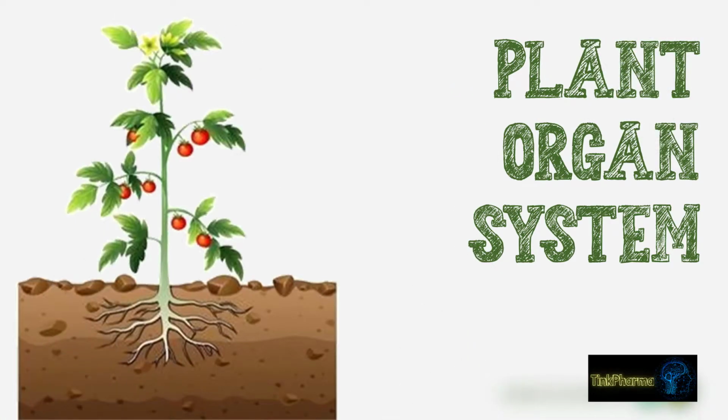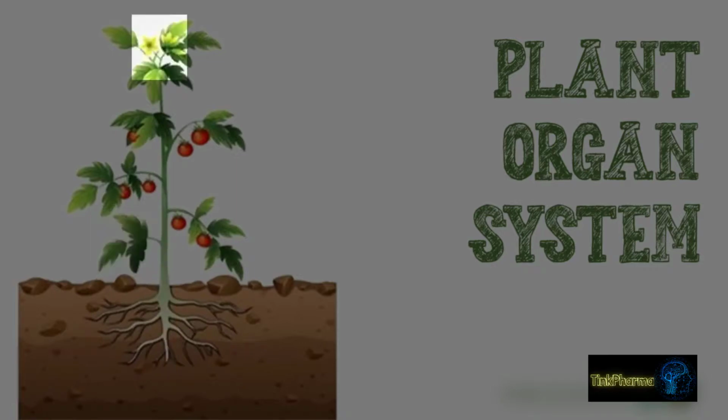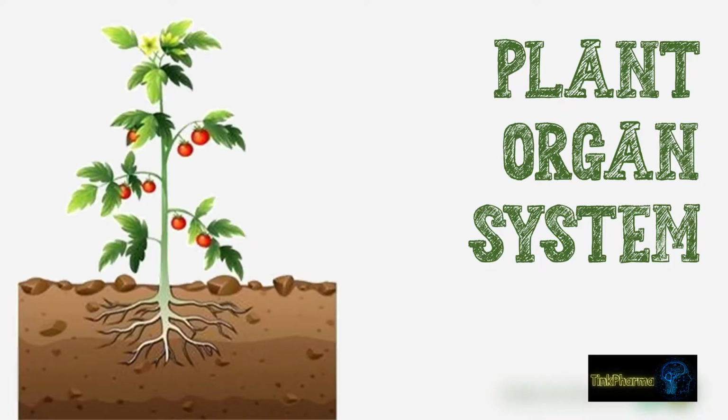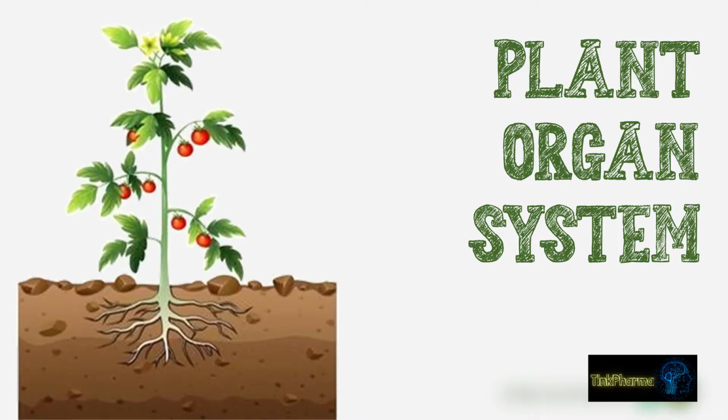Now, the plant organ systems consist of roots, stems, leaves, flowers, fruits, and seeds, which is normally protected by the fruit. When we are talking about vascular plants, these are plants that have specialized structures that help in the transport of water and nutrients to the different parts of the plants. Vascular plants have two distinct organ systems, a shoot system and a root system. The shoot system consists of two portions, the reproductive parts and the vegetative parts of the plants.